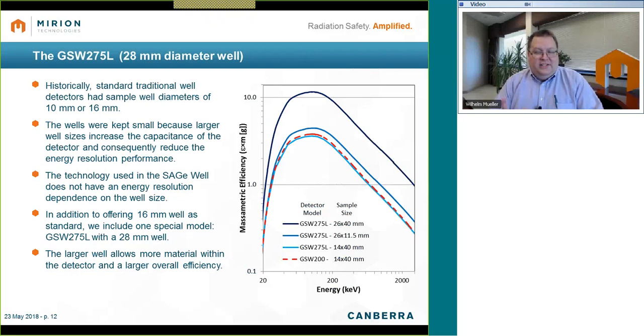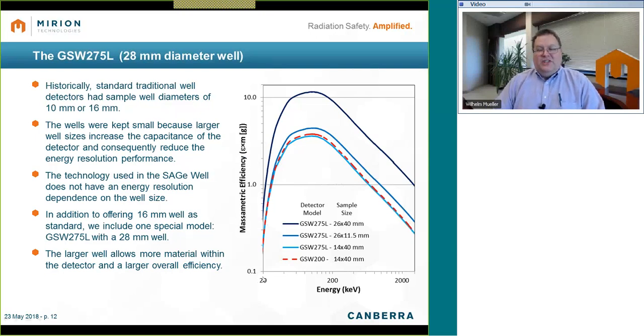So in this slide, as I mentioned, I'd like to highlight the advantages of the 28 millimeter well for the GSW-275 detector. In this plot, I change the vertical axis slightly by not talking about just the absolute efficiency, but talking about the efficiency times the mass of the sample, which is a concept called the massic efficiency. So if you recall from the MDC formula, if we can increase both the efficiency and the mass, these both have linear effects in reducing the minimum detectable activity.